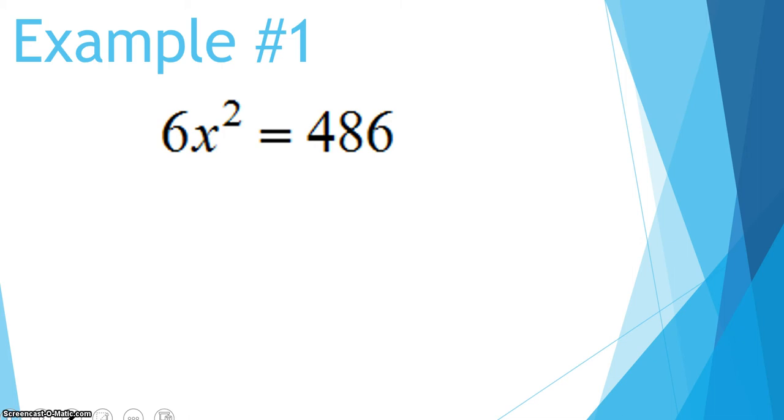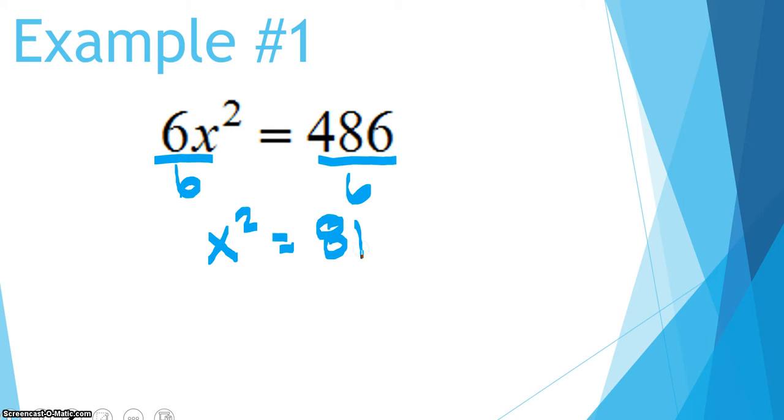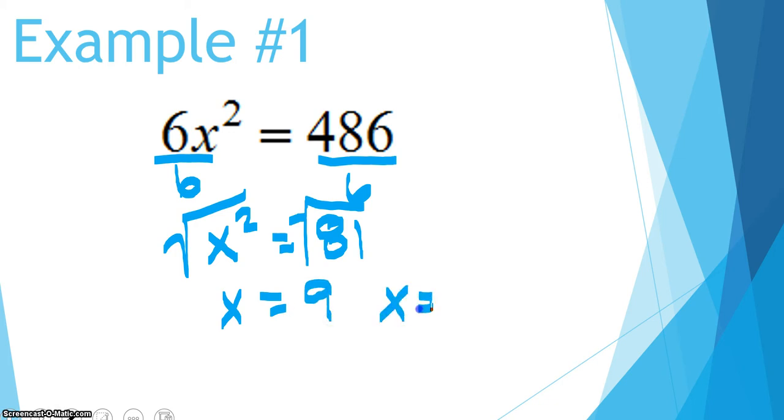So our first example, you could also call this an undo method because all you're doing is undoing the order of operations. So you're going to do order of operations backwards to get the x by itself. So usually exponents come before multiplication. So to do this backwards, we're going to divide by 6. So x squared is equal to 81. Then the opposite of squaring is square rooting. So now I'm going to take the square root of both sides and I get x equals 9 and x equals negative 9.